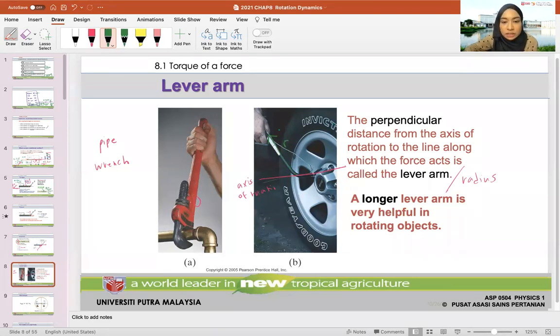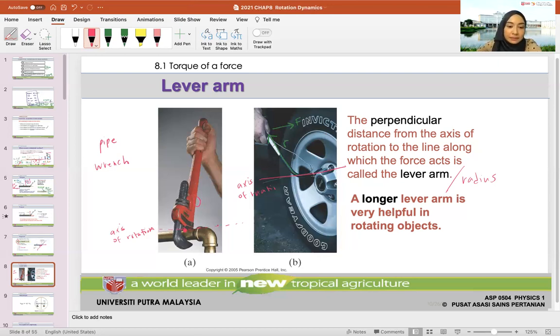This is the axis of rotation. And your force, I don't know whether it's this way. I don't know which direction the person wants to move. So this is where it is. And then for this one, your axis of rotation is actually over here. This is the axis of rotation. What does axis of rotation mean in BM? It's called paksi putaran, right? Okay, paksi putaran. So this is where everything pivots. I don't know. Axis of rotation.